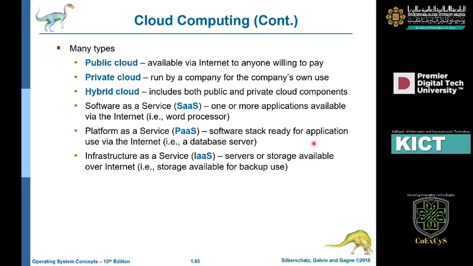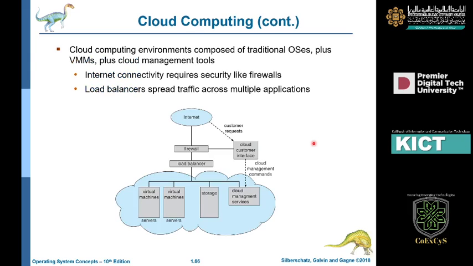What cloud computing basically allows is SaaS, PaaS, and IaaS, right? So it either provides software as a service, where you can use a word processor, for example, Google Docs is a SaaS system, or platform as a service, right? A software stack ready for application use, for example, a database server. Or infrastructure as a service, such as a server or storage that's available on the internet to be used. And this is, for example, when you run your virtual private server, a VPS, right? So this is a cloud computing environment that you can deploy.